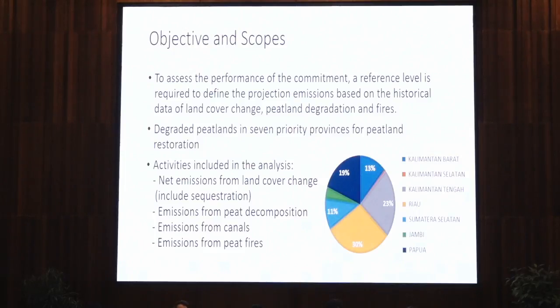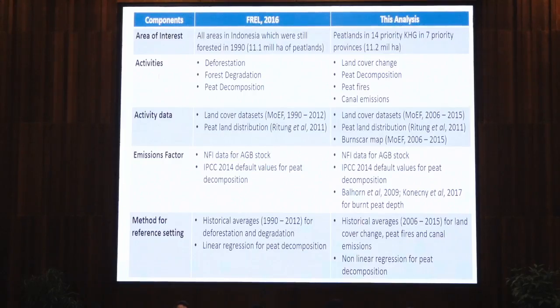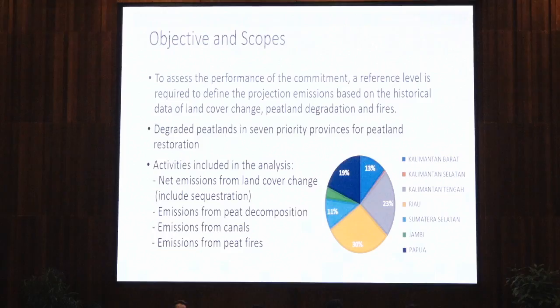So you can see, sorry, we cannot go back. We can see in the chart that of these 7 provinces, mostly 30% is in Riau, 23% in Central Kalimantan, 19% in West Kalimantan, and the rest is in South Sumatra and Jambi, and Papua is 19%. It's quite huge also.